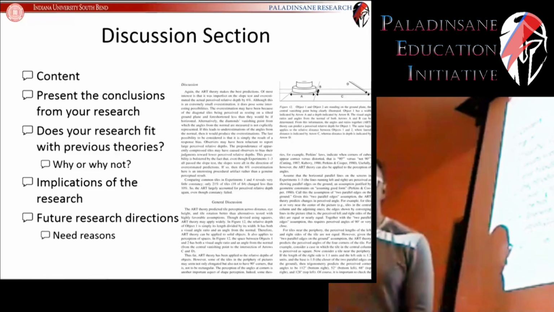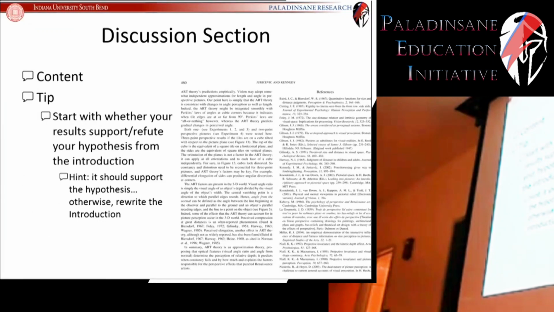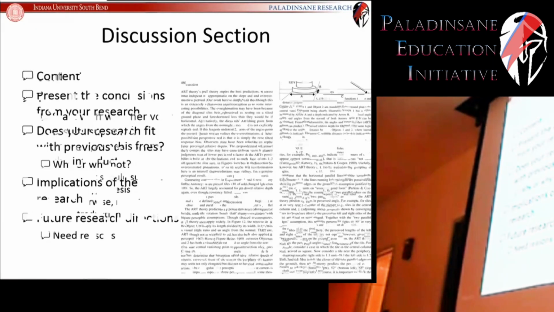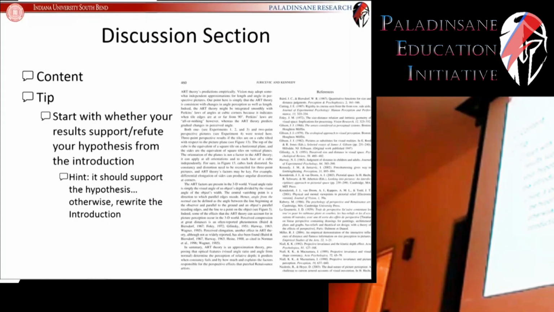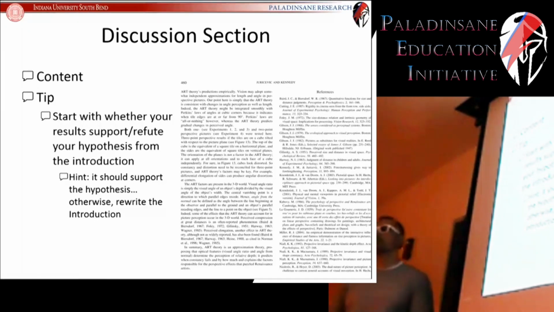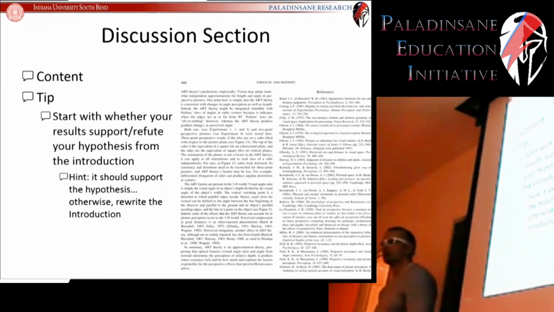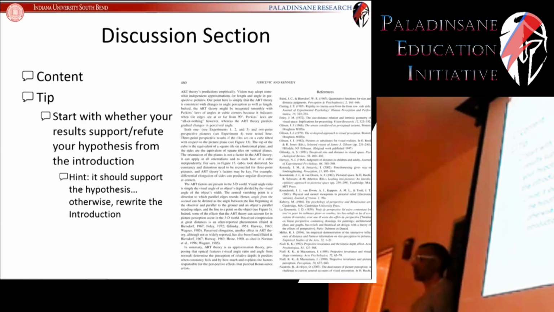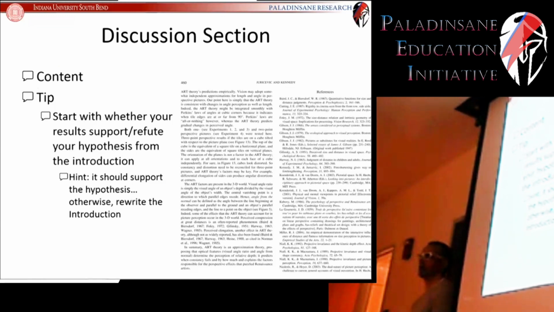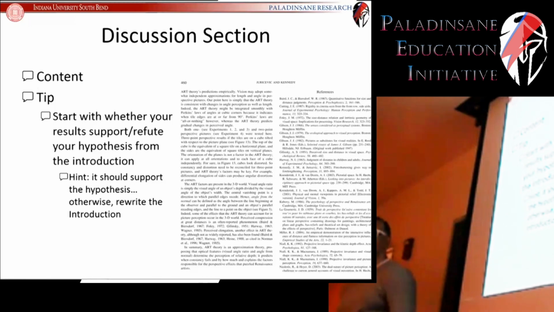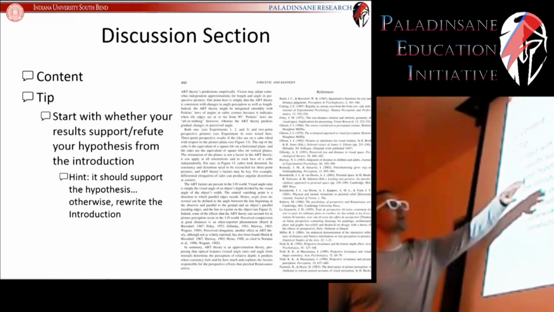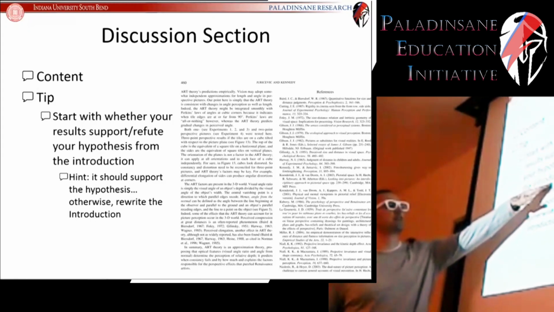Yes. Cool. All right, so the tip that I mentioned in terms of how to start, so how to present the conclusions from your research, is to start your discussion section with whether or not your results support or refute your hypotheses from the introduction. This is going to be a little bit of a challenge because we haven't written the introduction yet. But if you come up with the hypotheses, like we're going to show you how to do today, then you'll have a much easier time of writing the discussion, which will then give you a much greater ability to write the introduction. So you should start with whether your results support or refute your hypothesis from the introduction.